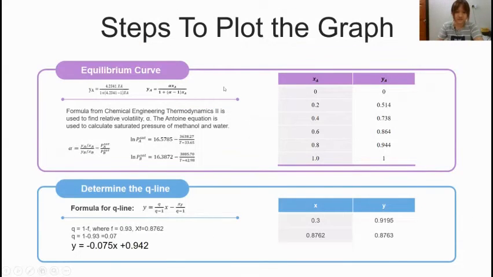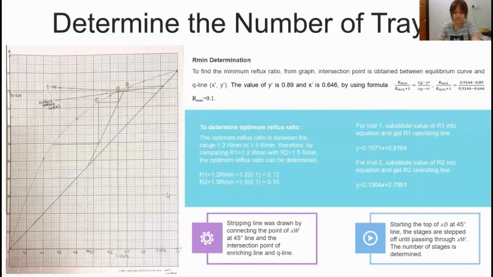For the first step, to plot the equilibrium line, we need to substitute the value of xA into this equation, then we can get the value of yA. With this data, we are able to plot the equilibrium curve on the graph. After that, we need to determine the q line. By using the formula q equals 1 minus f, where f is given in the problem statement, which is 0.93, we are able to get the value of q, and we substitute it back into the equation for the q line, and we are able to construct the q line on the graph.